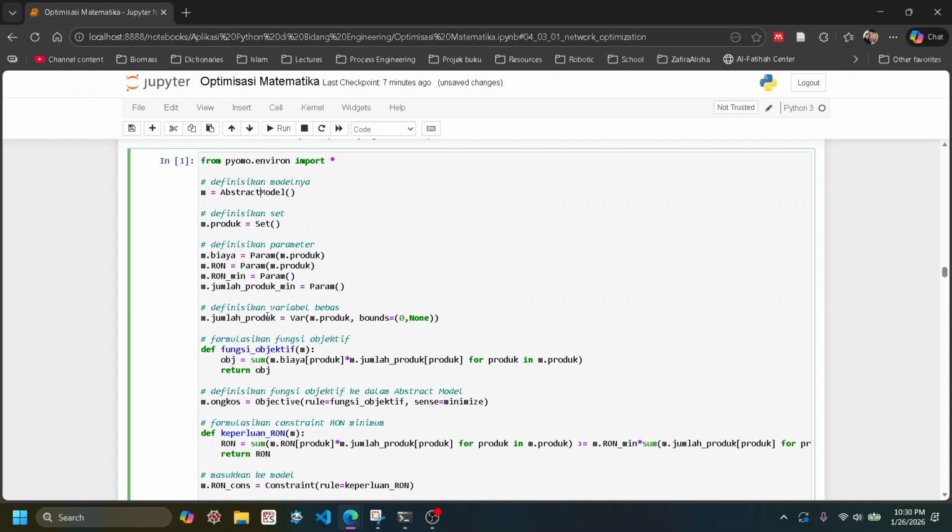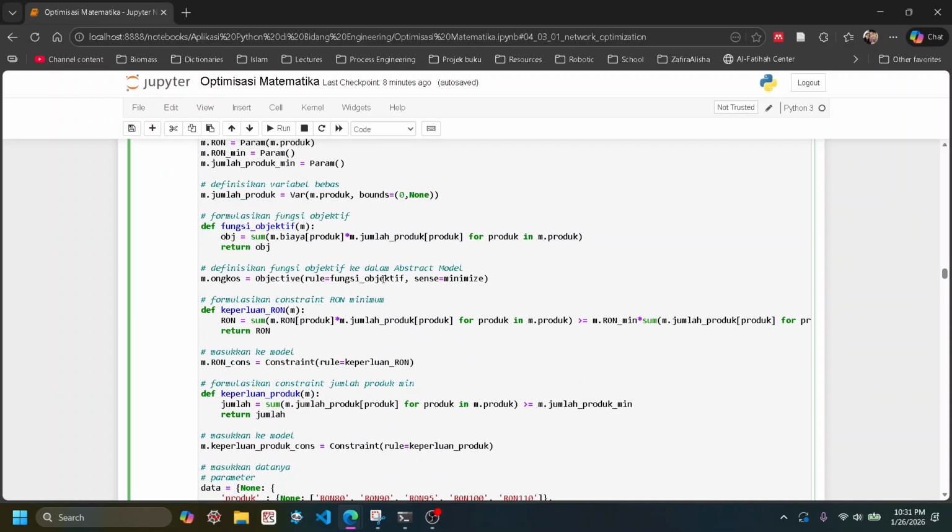The independent variable is the amount of product that we will blend. The objective function is the cost per product multiplied by the amount of that product, and then we sum for all products. This is the objective function, and we want to minimize the cost. Then the minimum octane constraint: the octane per product multiplied by the amount of that particular product, summed over all products, has to be larger than or equal to the minimum octane multiplied by the sum of the whole product that we blend.